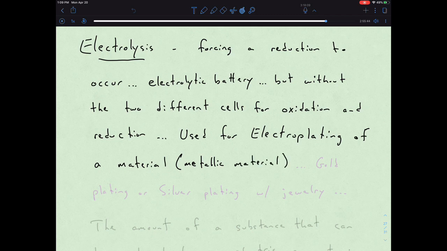Of a metallic material. So you may have heard of the idea of gold plating or silver plating with jewelry. Right? You can have different levels of plating around a particular material. So your core can be something like iron or something else, and then you can actually coat that non-lustrous material within something that is very lustrous to us, namely silver or gold or copper, what have you.